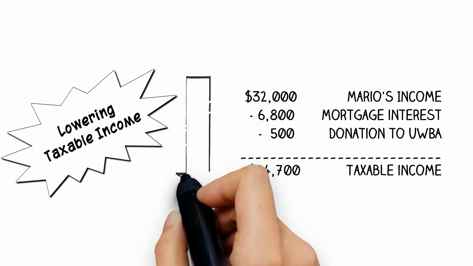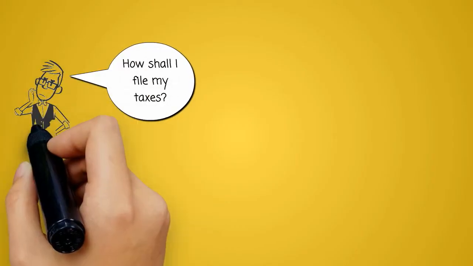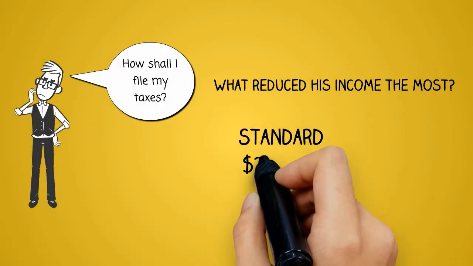Let's do the math. Mario's income was $32,000. He paid $6,800 in mortgage interest and made a $500 donation to United Way. Together, the interest and the donation reduced his taxable income to $24,700. How should Mario file his taxes?